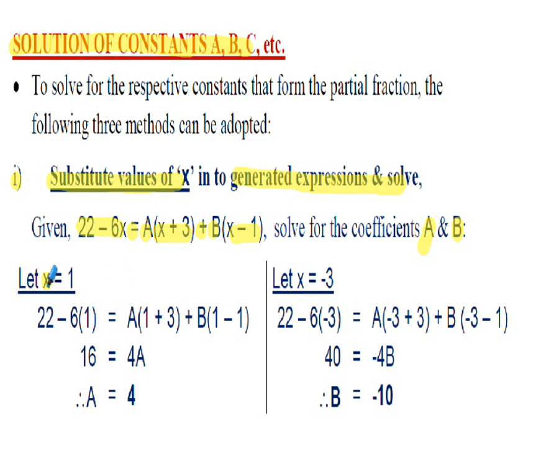So in other words, if we use x equal to 1, then the B term in this expression will disappear and we'll be able to solve for A. And if we let x equal negative 3 in the above expression, we will see that the A term will now disappear, this bracket goes to 0, and we will solve for the B constant.